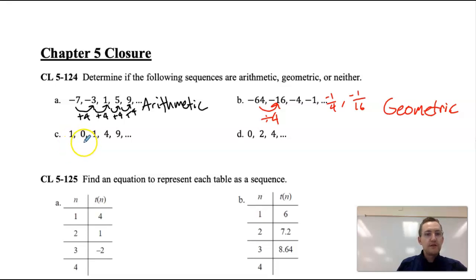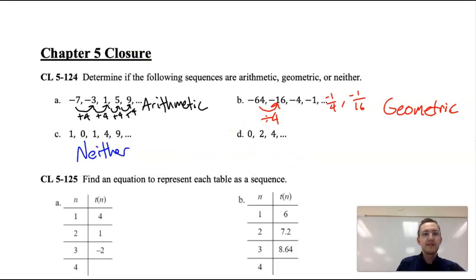We go from 1 to 0, 0 to 1, 1 to 4, 4 to 9. If we look at this one, from 1 to 0, we're going -1. Here we're adding 1. Here we're adding 3. So obviously not arithmetic, because we're not adding the same thing to every single term. Next, if we want to multiply 1 to get to 0, we multiply by 0. We can't multiply 0 to get to 1, because 0 multiplied by anything is always 0. So that tells us that that's not going to be geometric either, because we can't multiply by the same thing. So this one is neither.